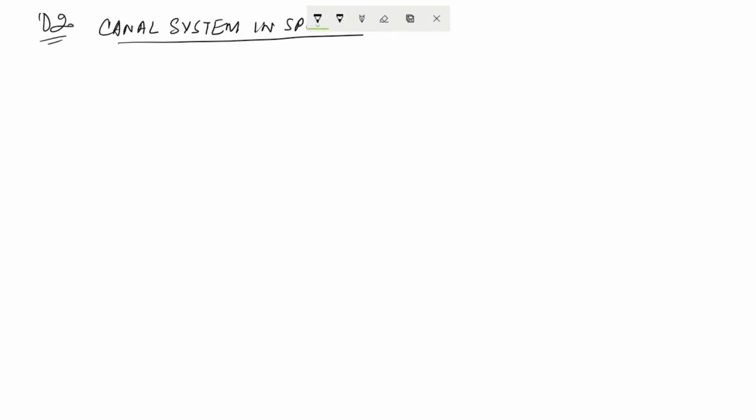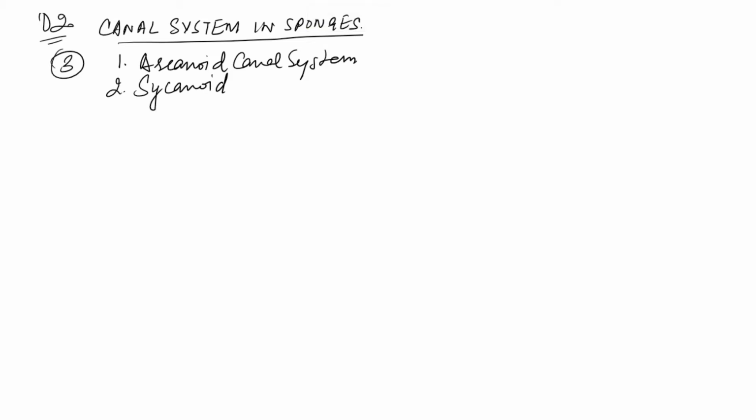So basically, there are three types of canal system present in sponges. From simpler to complex, they go like: Ascanoid canal system. Second one is Syconoid canal system. Third one is Leuconoid canal system. This goes from simpler to complex.